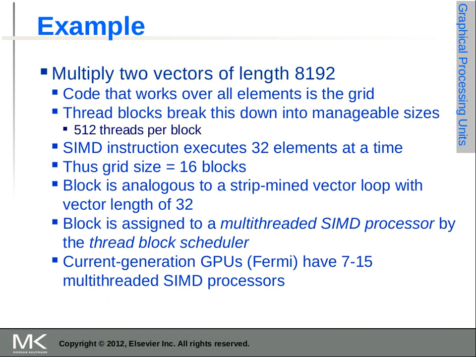Block, stripe, mine, vector loop. Just think of a block as being able to execute all these threads in parallel, or maybe only some of them. You've grouped them together. A block is assigned to a multithreaded SIMD processor by the thread block scheduler. Current generation, and by current they mean by 2012, because it's wider. They really need to not write current generation when they're making computer science. It just does not work. Because you remember the Fermi architecture, right?